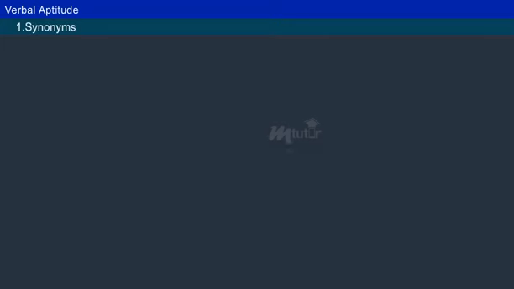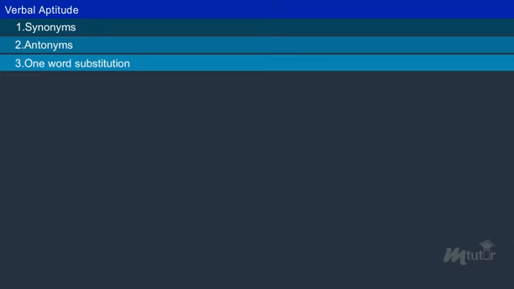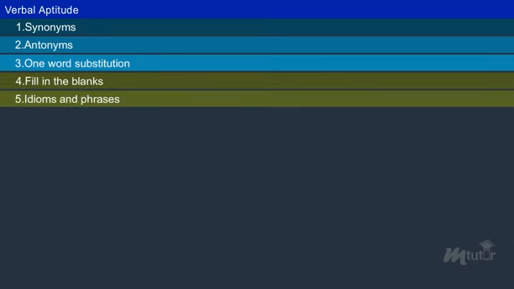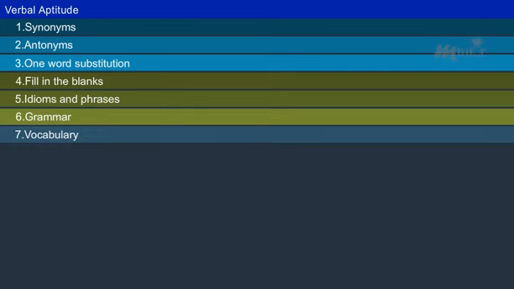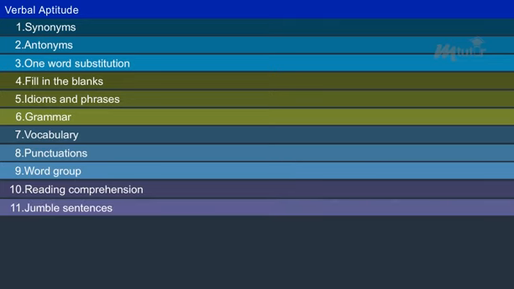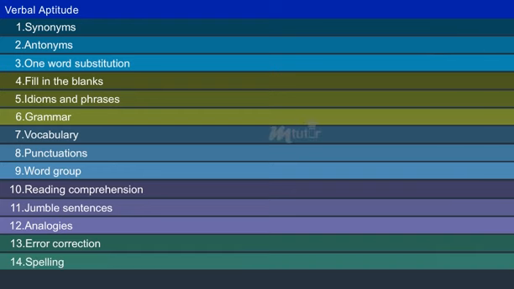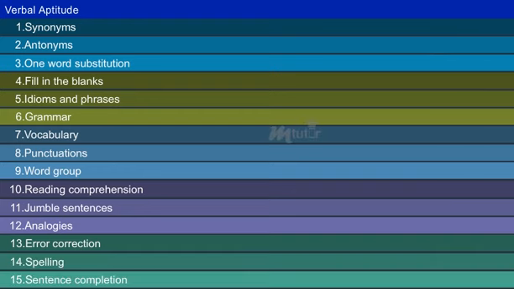Testing verbal ability is one of the important criteria for the companies. They are synonyms, antonyms, one-word substitution, fill in the blanks, idioms and phrases, grammar, vocabulary, punctuation, word group, reading comprehension, jumbled sentences, analogies, error correction, spelling, sentence completion.